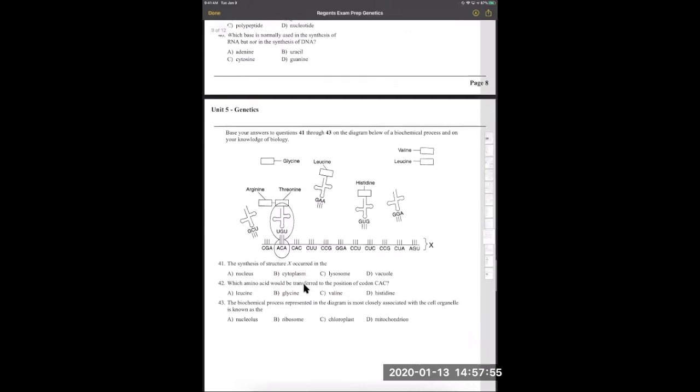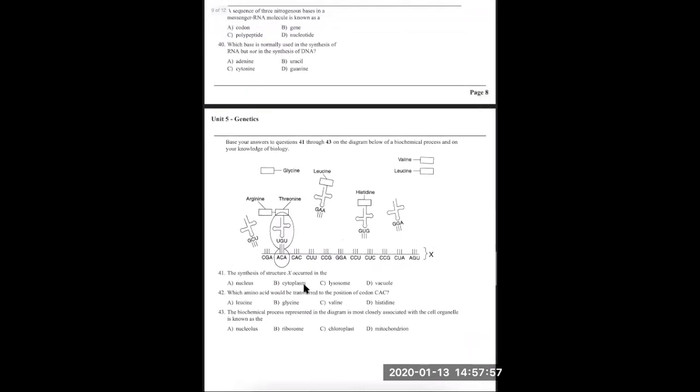Which base is normally used in the synthesis of RNA, but not in the synthesis of DNA? Now, I kind of slipped in the beginning when I said uracil, or letter U, is not present in DNA. Remember that? But U is definitely present in RNA. So that kind of answers our question if you think about it.